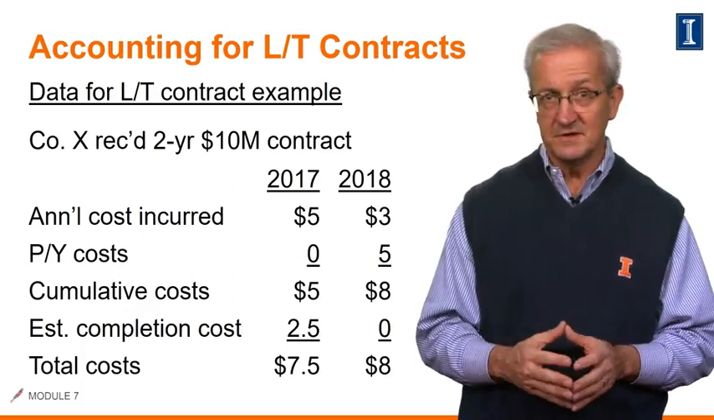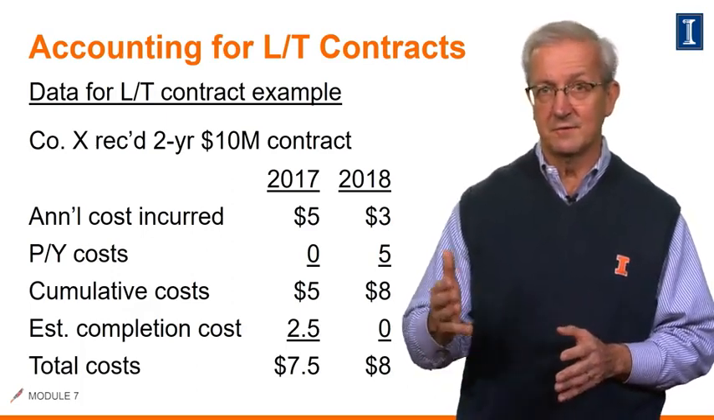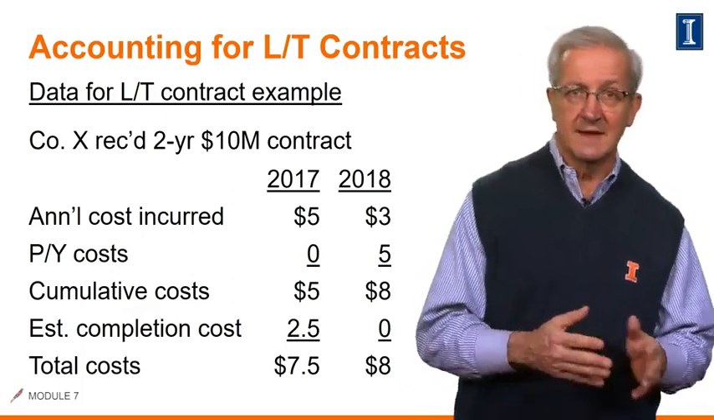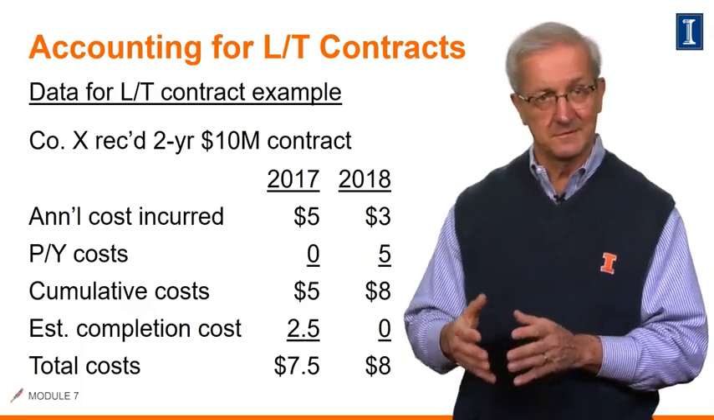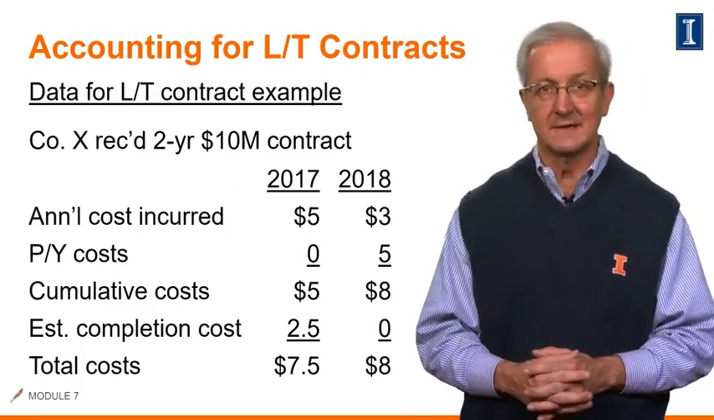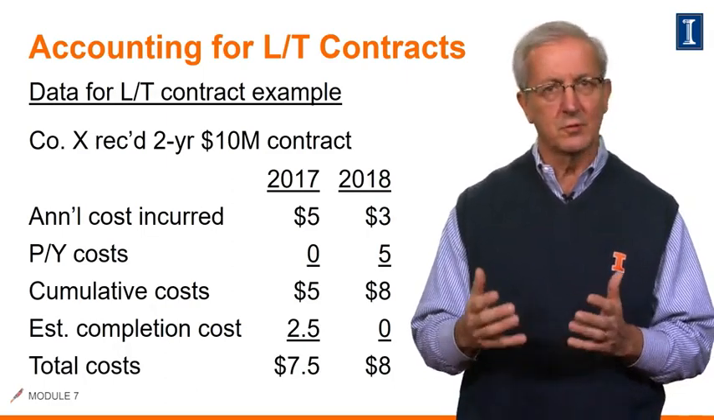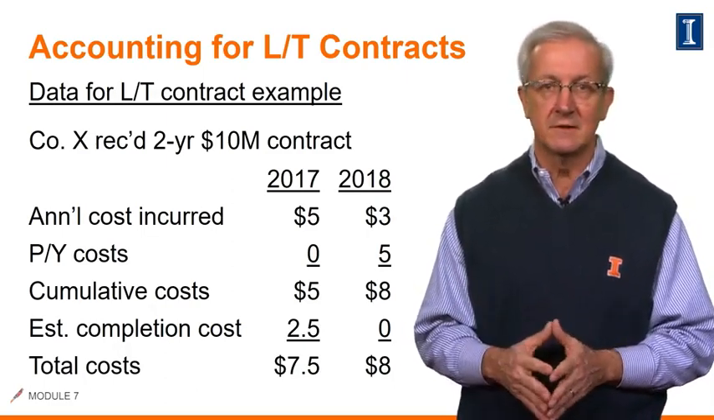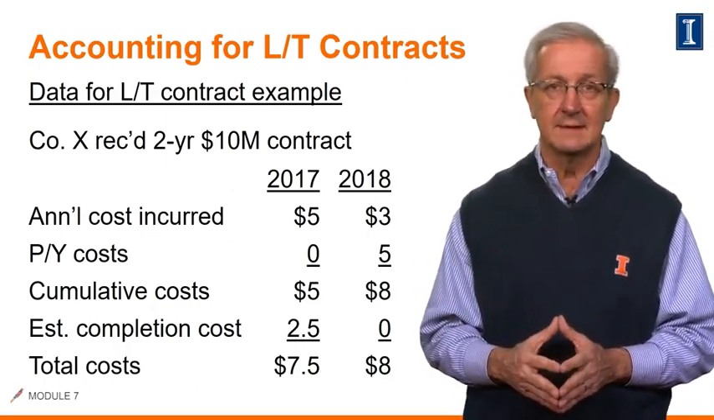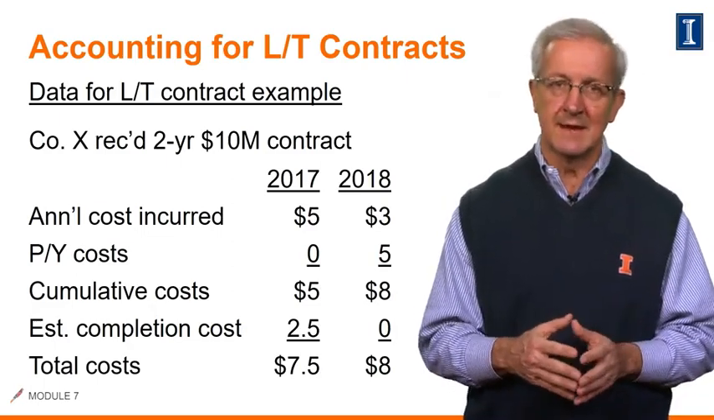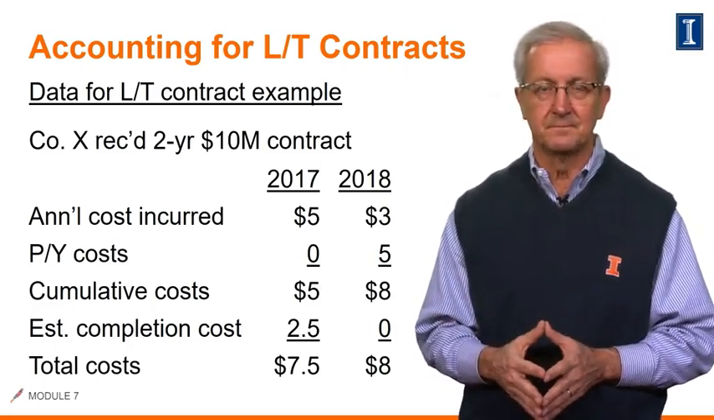The estimated completion cost of $2.5 million at the end of 2017 is then reduced to 0 at the end of the 2-year contract in 2018. So in summary, our total costs are basically $7.5 million as of the end of 2017, and then it grows to $8 million as of the end of 2018.